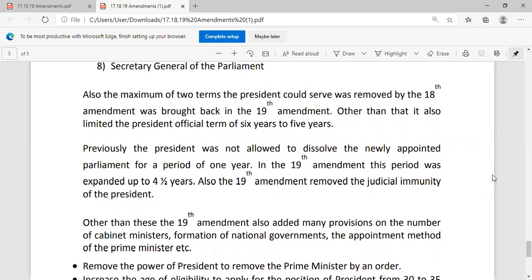Because the original 1978 constitution made the president judicially immune, right? What does that mean? You can't sue the president. Now, this is an important thing, guys. It's a general fact that in any country, you can't officially sue a president or a prime minister.